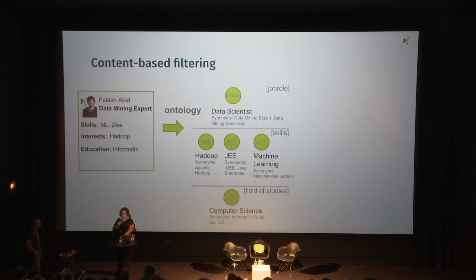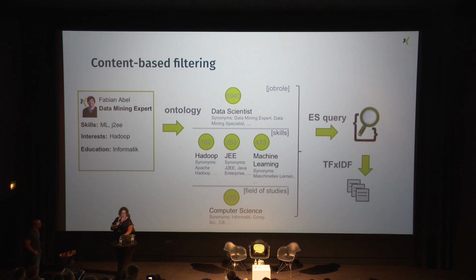So we have our ontology. And this way we can translate data mining expert to data scientist. We can translate ML to machine learning. We can translate informatics to computer science and so on. And with these terms from the ontology, we create an Elasticsearch query against the 650,000 job postings that we have, get back the most relevant ones, and re-rank them according to TF-IDF.